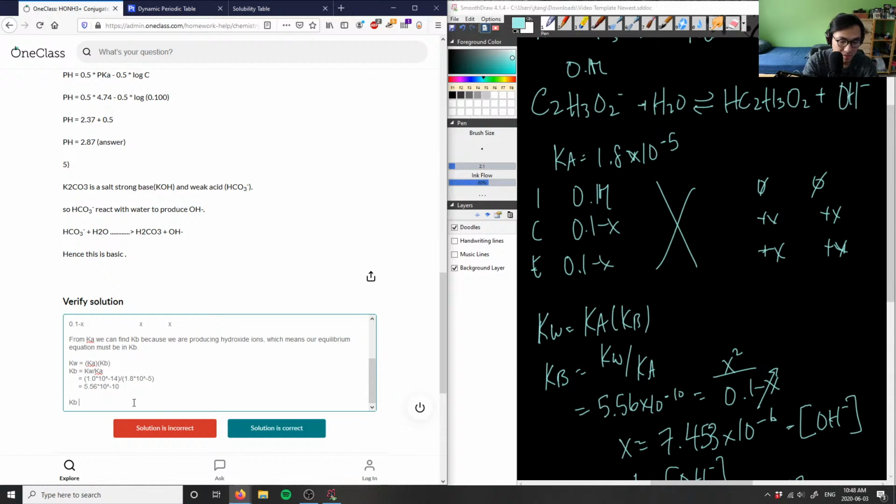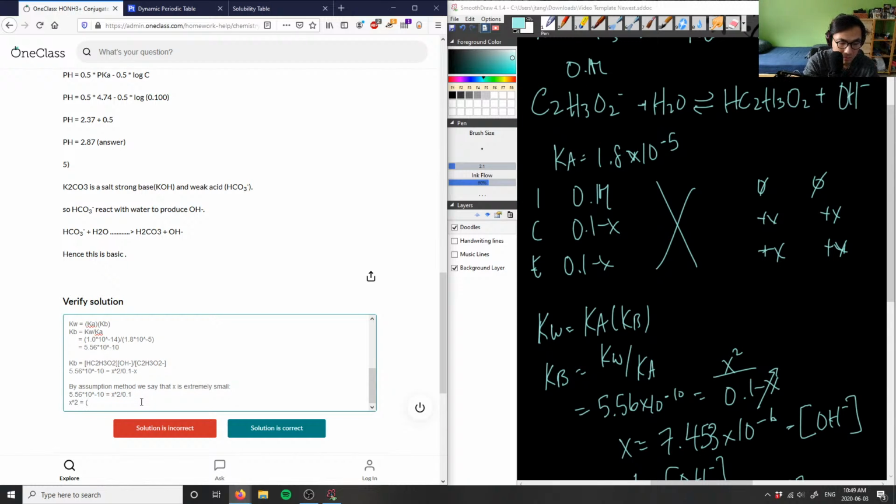Which means I can write that Kb is equal to the concentration of our products, times OH minus, divided by our concentration of our reactants. So HC2H3O2 minus. So if Kb is going to equal x squared divided by 0.1 minus x, by the assumption method, we can remove x. So therefore we can get this equation, but without this x here.